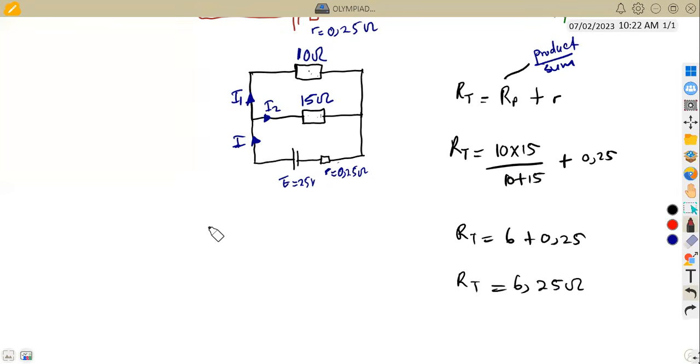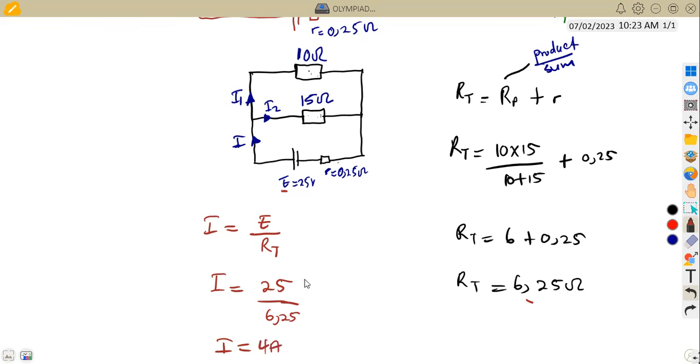That means we can calculate the total current from the total voltage, which is our EMF, over the total resistance. So our total current is going to be 25 over the total resistance of 6.25. If we divide properly, we are going to obtain 4 amps.